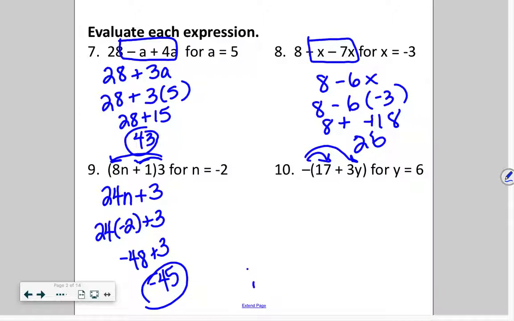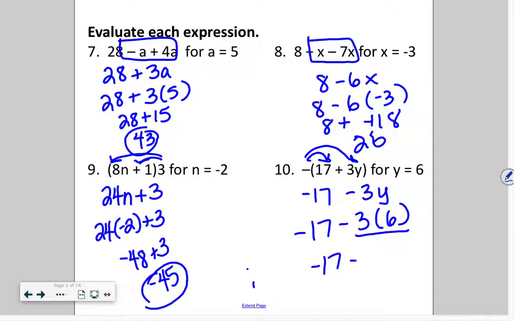So a -1 times 17 is -17. And a negative times +3y is a -3y. Three times 6. Change subtraction to addition, change the sign of the second number. It's going to be a -17 plus a -18, or negative what? 35. -35.